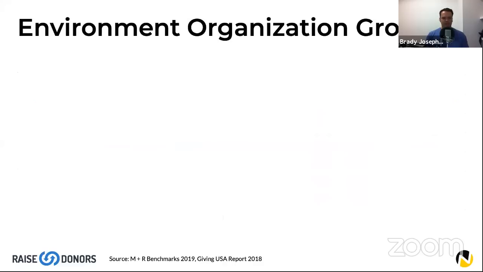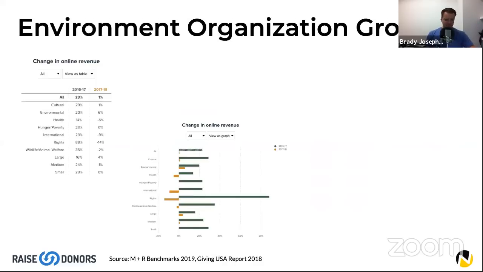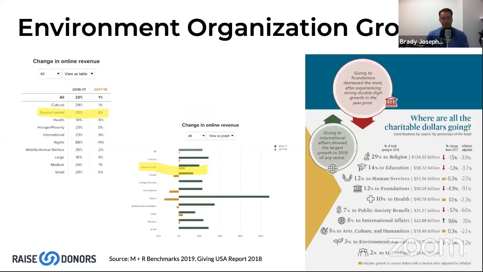But then when we look at some other data sources, like the M&R benchmark, you can see that environment had 6% growth and 20% growth the last 2 years. So one of the few verticals that's seen growth in 2 years. You can see that in the chart as well. And then looking at the Giving USA study and talking to one of the lead researchers today for the podcast, shameless plug, you can see that environment's actually one of the only verticals that experienced growth this last year. And so it's not solely related to what they're doing online, but I think the environmental sector is doing something really well.